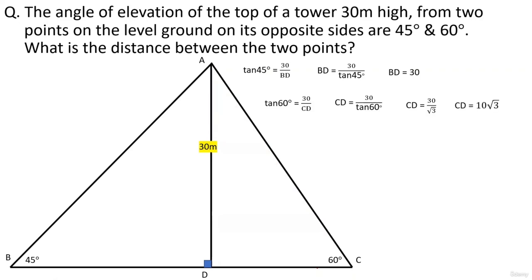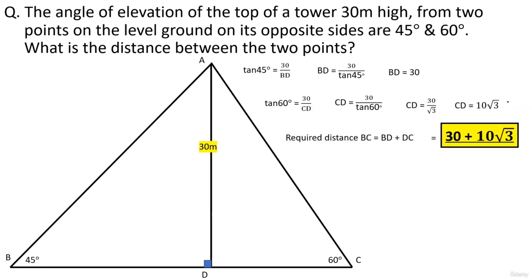Multiply numerator and denominator by root 3. So what will this become? 30 root 3 divided by root 3 into root 3, which is equal to 3. Right? 3 cancels. It's 10 root 3. Now going on to what is required. What is required is the distance BC. If you observe, guys, BC is nothing but 30 plus 10 root 3. As simple.